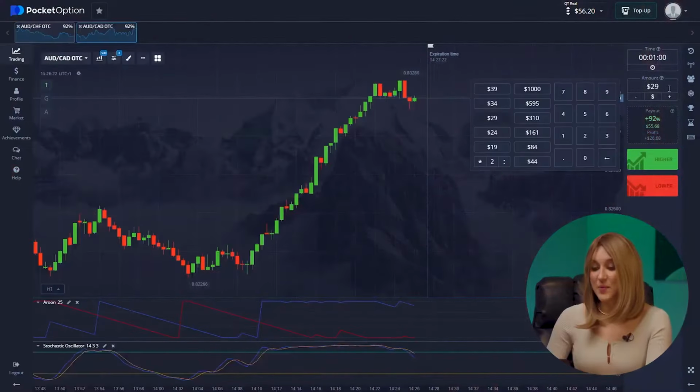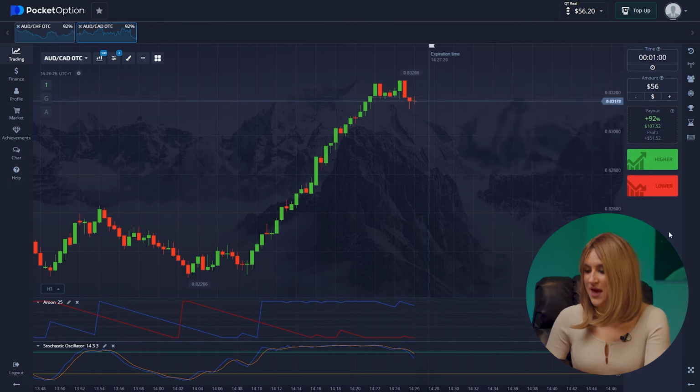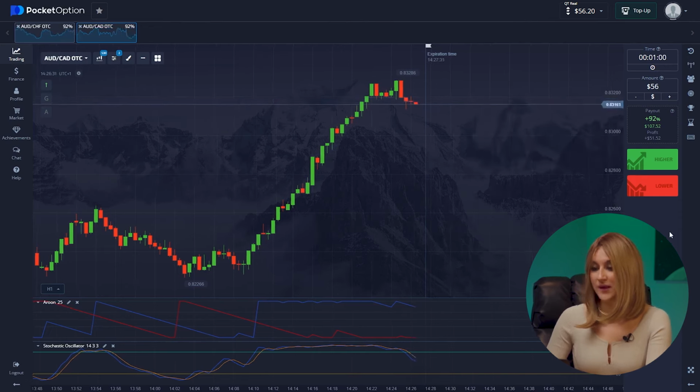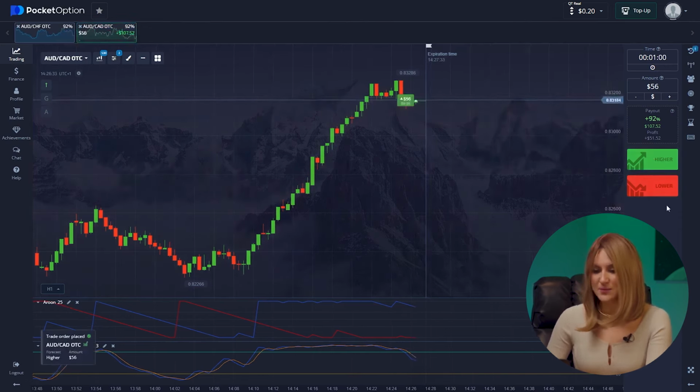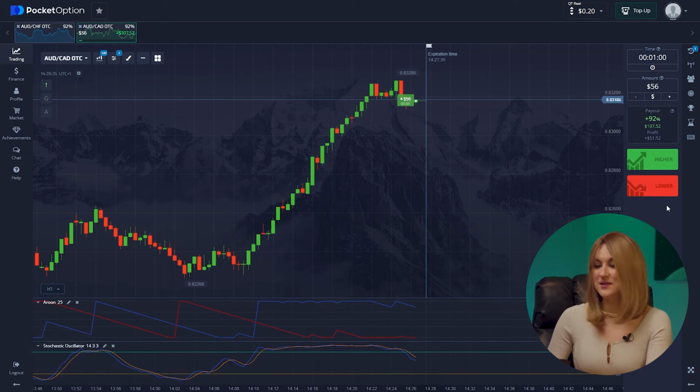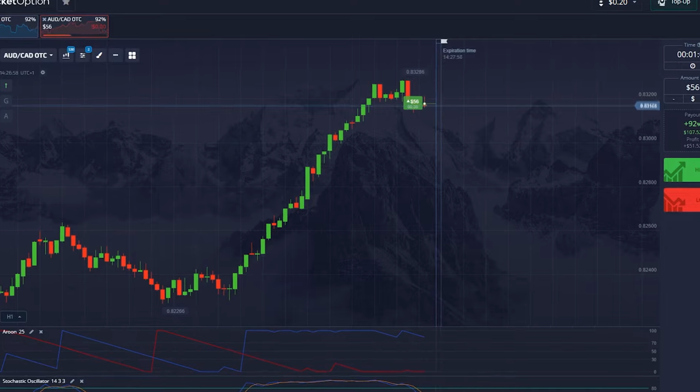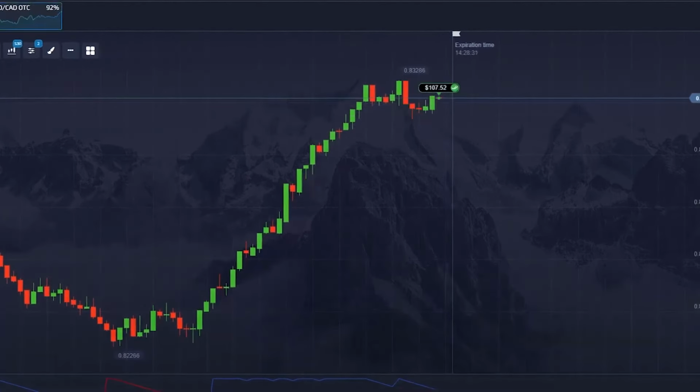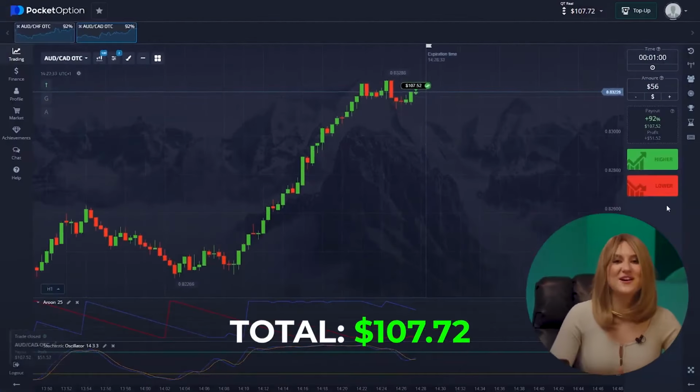Let's see what's up with the other pair. Increasing the amount and... yeah, let's go up. Despite a little dip, the trend is still upward. Fingers crossed and... yes! Interim result is 107.